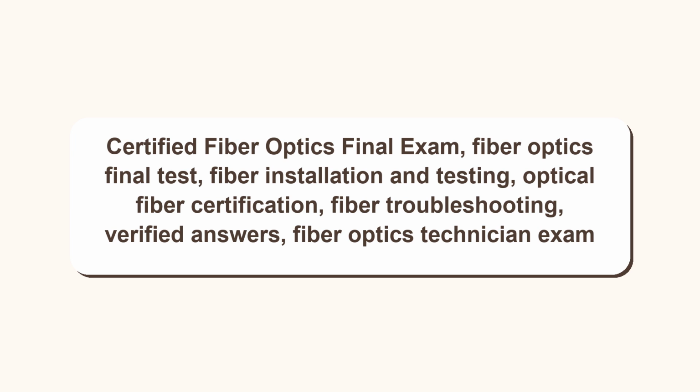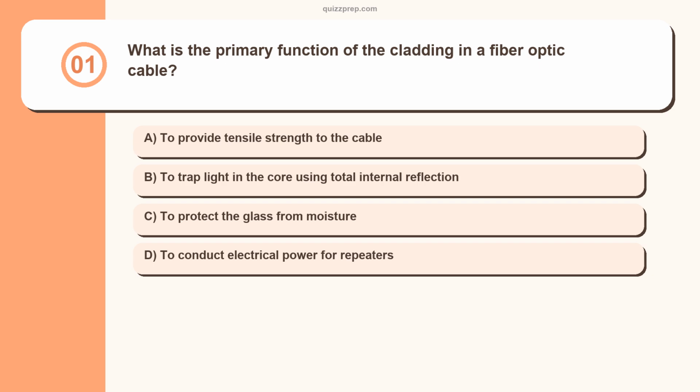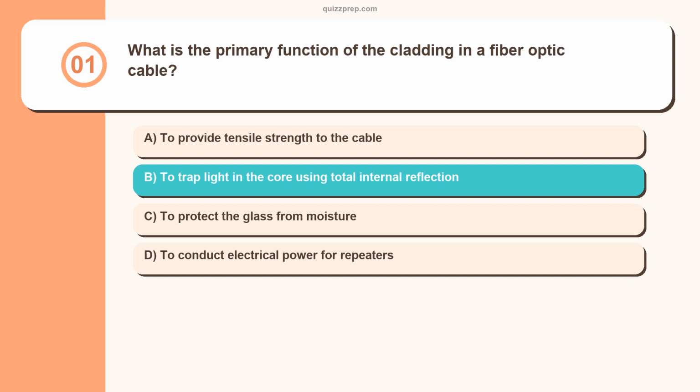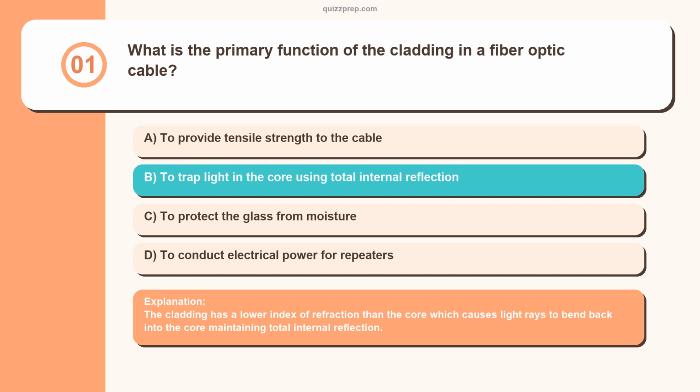Fiber Optics Technician Exam. Question 1. What is the primary function of the cladding in a fiber optic cable? To provide tensile strength to the cable. To trap light in the core using total internal reflection. To protect the glass from moisture. To conduct electrical power for repeaters. The cladding has a lower index of refraction than the core, which causes light rays to bend back into the core, maintaining total internal reflection.